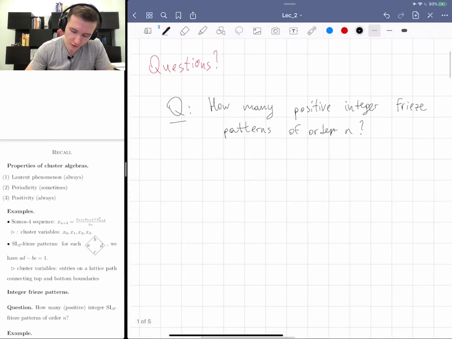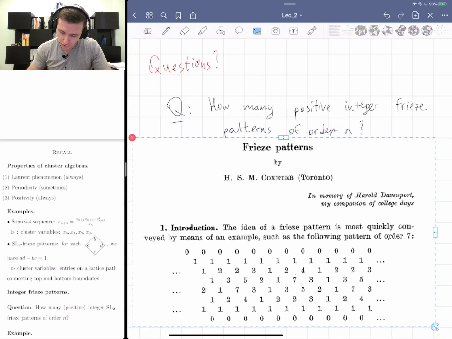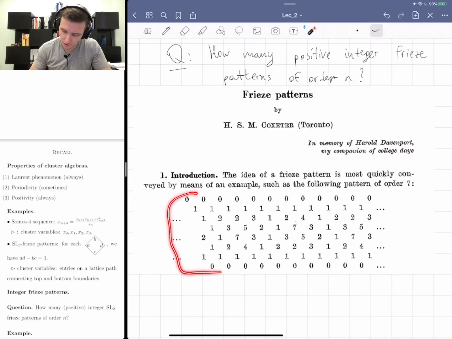So let me remind you, here's a picture again. This is a typical frieze pattern of order 7, and you can see all entries are integers, and we have this SL2 condition for every diamond. So let's say I fix the number of rows, some number, say 7, and I'm talking about 6 rows. How many such pictures can I produce? Is it going to be finite or infinite? Anybody have a guess?